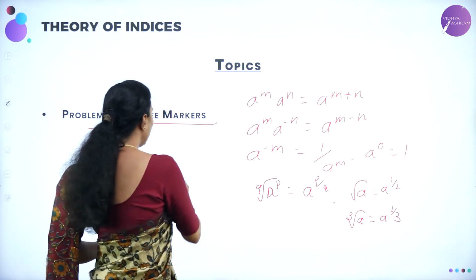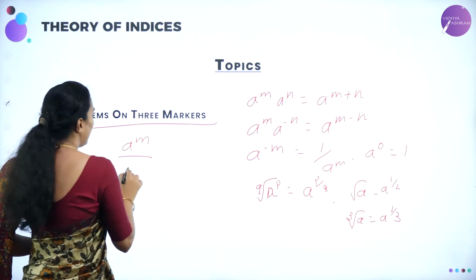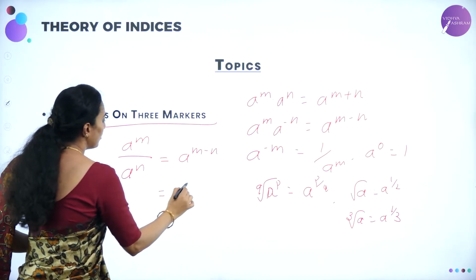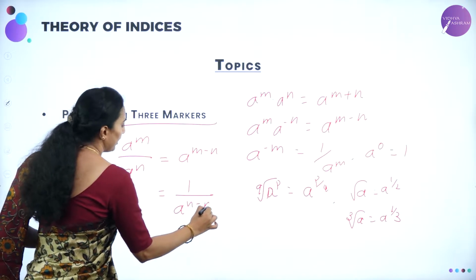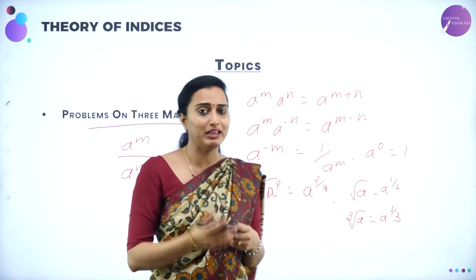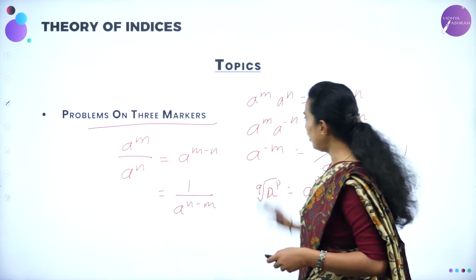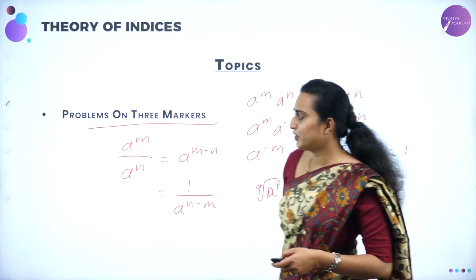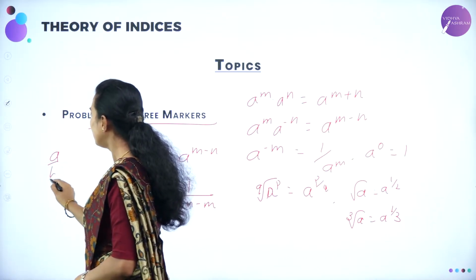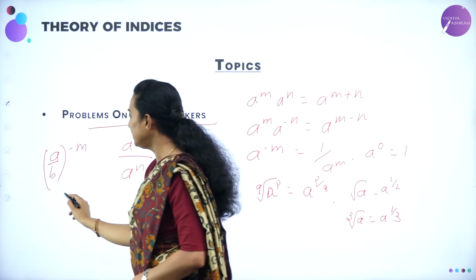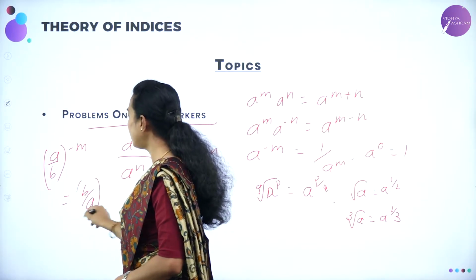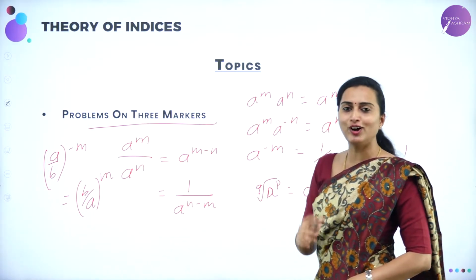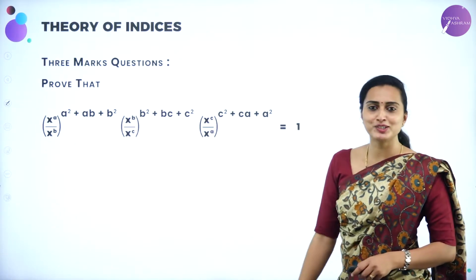Right? And then we know the formula A power m by A power n can be written as A power m minus n, or it can also be written as 1 divided by A power n minus m, based on whether m or n is greater. Correct? So these are all the formulas you are going to use to solve the problems. And I have given you some more, that is, A by B whole power minus m can be written as B by A whole to the power of m, isn't it? So we can use all these formulas to solve the problems. Let us move on to the problem.